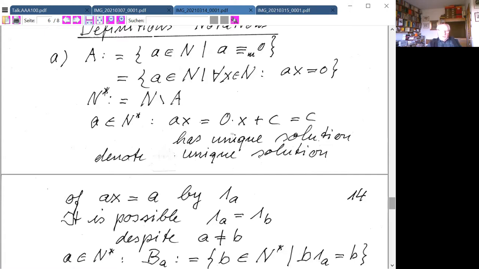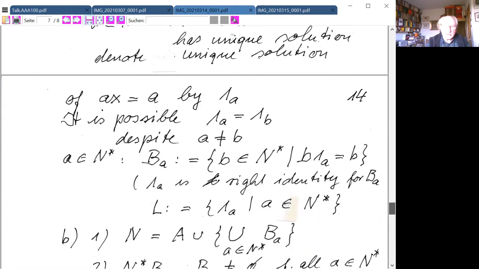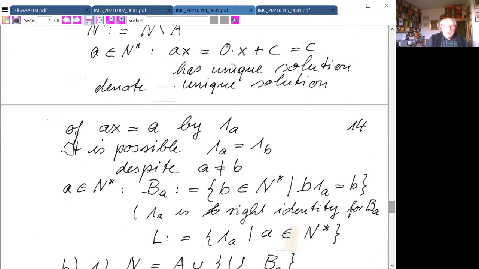If we have A in N star, then A and B are certainly not equivalent. So we have AX plus 0 times X plus C, which is equal to C, must have a unique solution. So we have that such an equation with X on the right is always soluble in a unique way. That's very important, and we shall use that frequently.